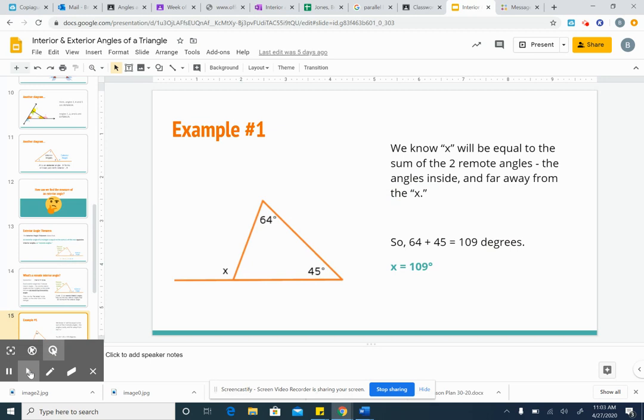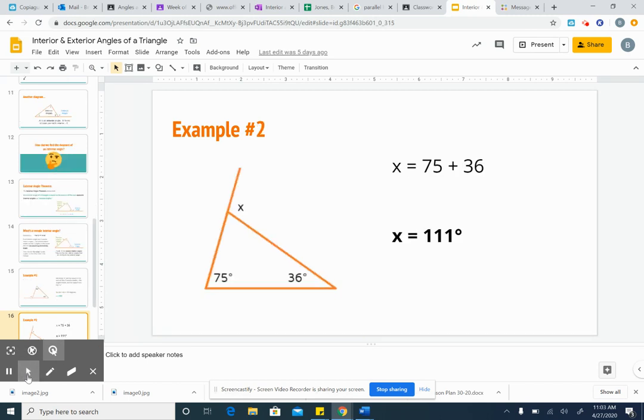So let's look at an example. We know that X is our exterior angle, okay? So here it is right here. And we know with the theorem that X has to equal, or this exterior angle has to equal, the sum of the two remote interior angles. So this one's quite simple. Just add 64 and 45 and you get 109 degrees. And that is the angle measurement of X.